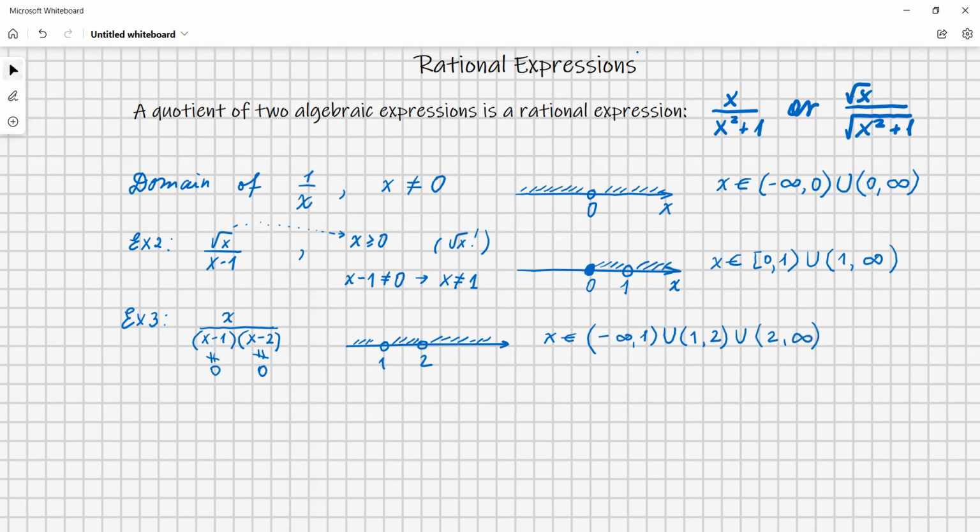Okay. What else do we need to know about rational expressions? We'll need to know how to simplify rational expressions. And to simplify them, we'll need to know a simple rule. I'm going to write down simplifying rational expressions.